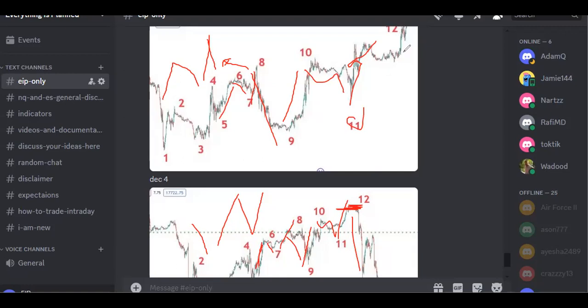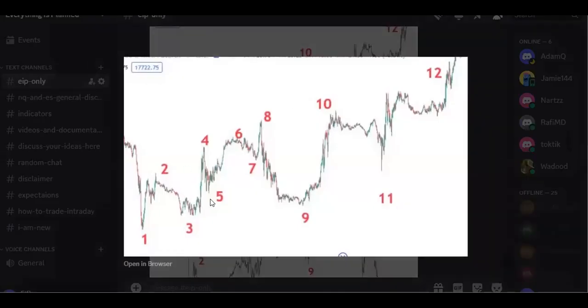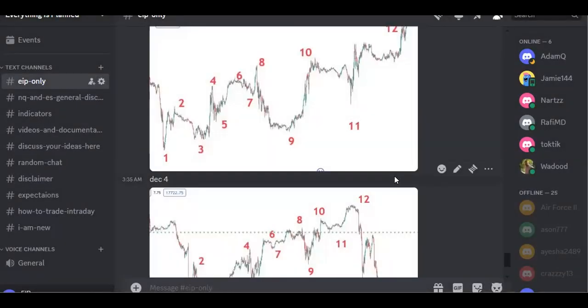So now the fractal has changed. We will get into the discussion in a moment. But as you can see, how beautifully this fractal had been followed. I gave you guys the heads up also, and I was able to direct my group using my other indicators while doing the intraday trades on the December 4 fractal.